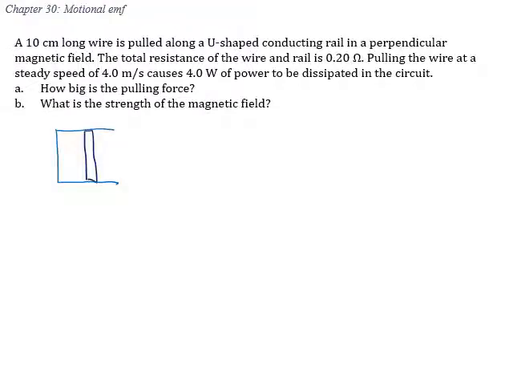In a perpendicular magnetic field, this time I'm going to make B point out of the page, just for something a tiny bit different. It's being pulled, let's say, to the right. And it's being pulled with a constant velocity, 4 meters per second. The total resistance is 0.20 ohms. The length is 10 centimeters, 0.10 meters.